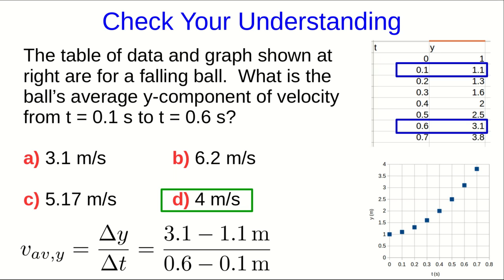Probably, again, the most common error would be to not do delta y over delta t, but instead to do y over t. That would just be 3.1 meters over 0.6 seconds, and that gives you the incorrect value of 5.17 meters per second.